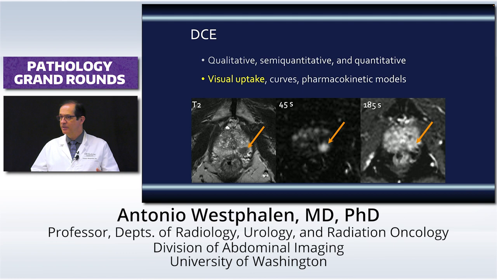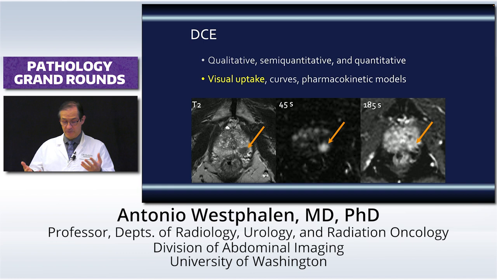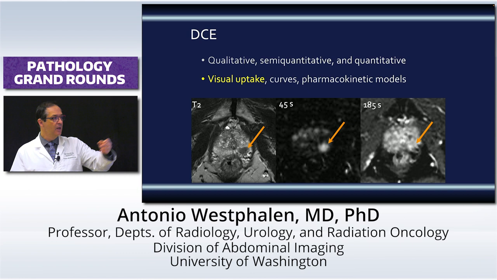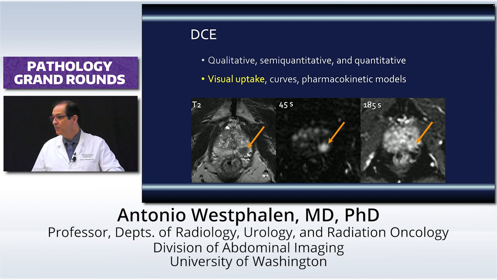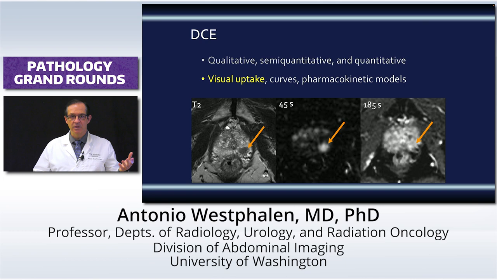So here are just two images at 45 seconds and 185 seconds for illustration purposes. Obviously, we can do it every 7 seconds, for example, and just keep acquiring for a period of 5 minutes, for example. And that will allow us to assess it in different ways. So the simplest way to do it is to just do visual inspection. You look at the 45 seconds, and there is a dot that's very bright. There's contrast enhancement. It's 45 seconds, so I know it's early. So it's early enhancement that is suspicious for prostate cancer. And if I wait longer, then the rest of the gland will now enhance, and that becomes inconspicuous. So the timing is crucial.